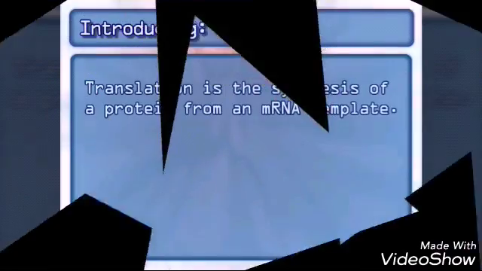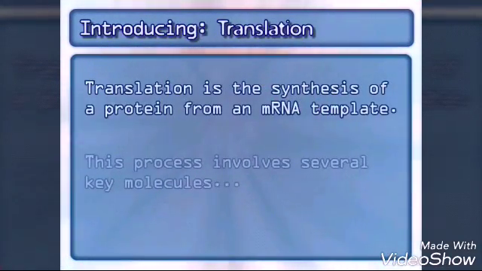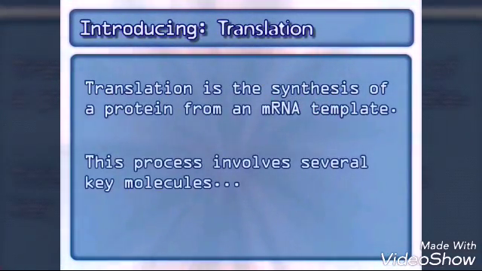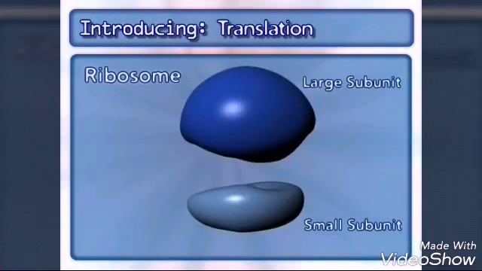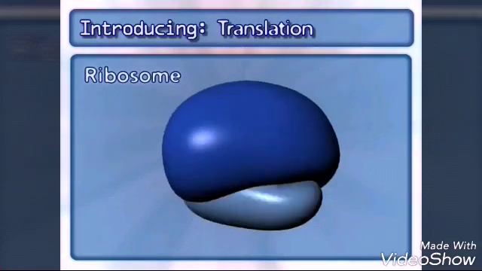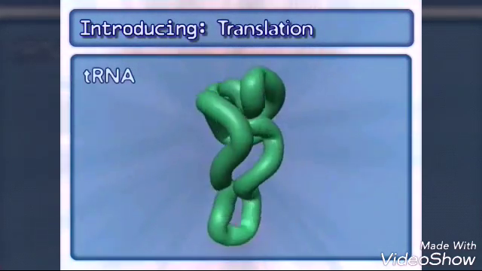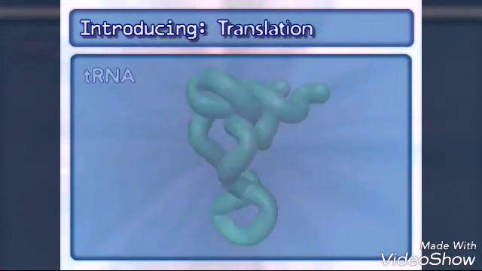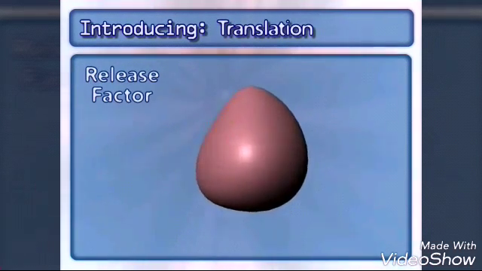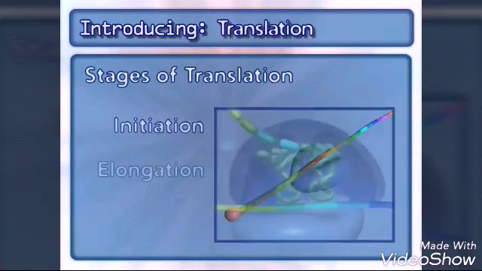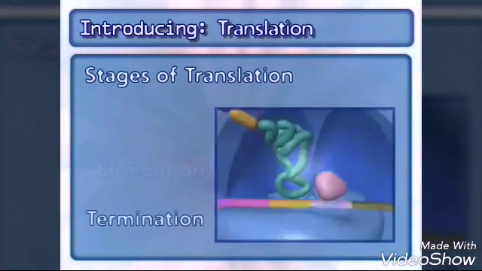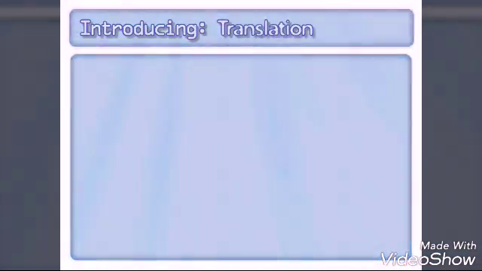Translation is the synthesis of a protein from an mRNA template. This process involves several key molecules, including mRNA, the small and large subunits of the ribosome, tRNA, and finally the release factor. This process has 3 stages: initiation, elongation, and termination. Let's see the process in action.